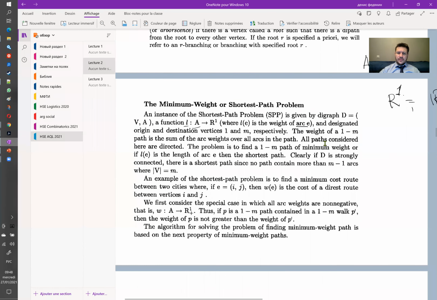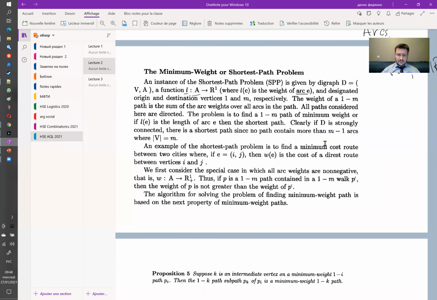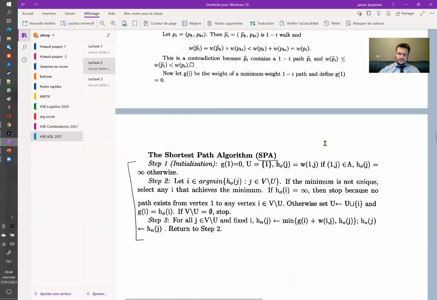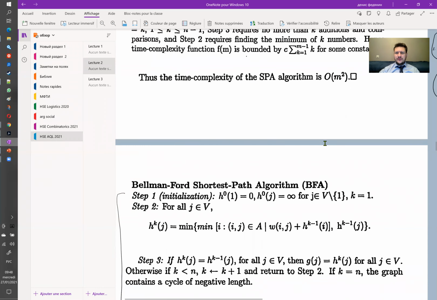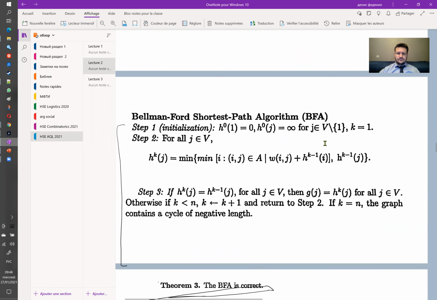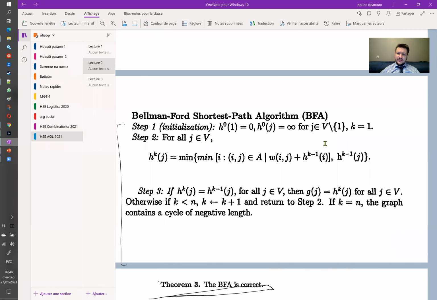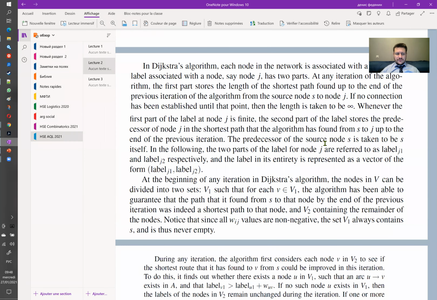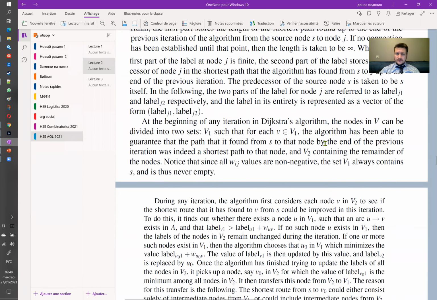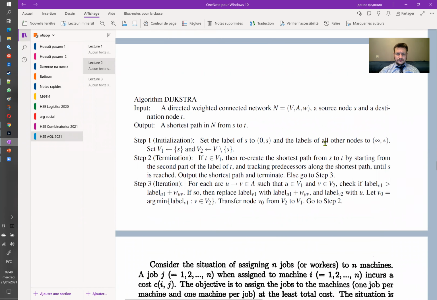Okay, we were talking about the minimum weight or shortest path problem. We had an algorithm for this, the theorem, the proof. We had a Bellman-Ford shortest path algorithm here. We have discussed Dijkstra or wave algorithm to find shortest paths. It's very fast too.